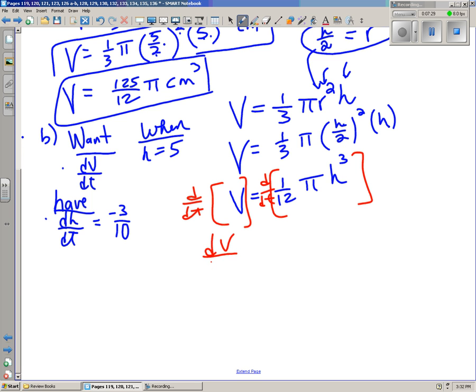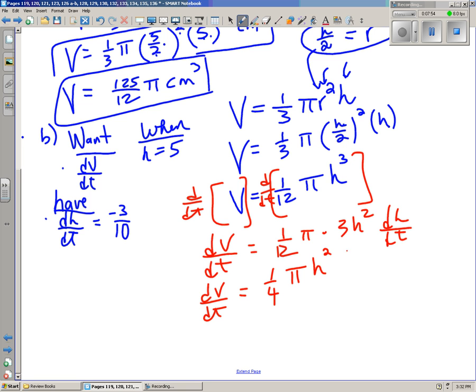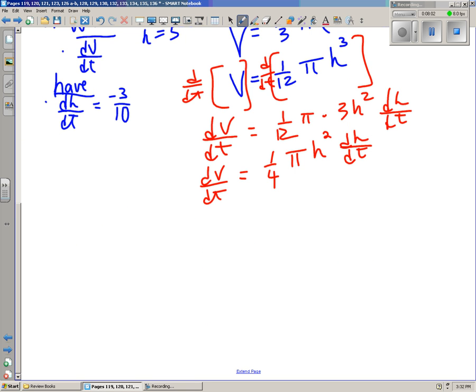So we have dV over dt equals 1/12 pi is a constant, it's going to come along, times the derivative of h cubed, which is 3h squared, it's like a chain rule, dH over dt. So dV over dt is, well, 3/12 reduces to 1/4 pi h squared dH over dt. And now we can plug in our information. We want dV over dt, we have dH over dt, and we have the height.